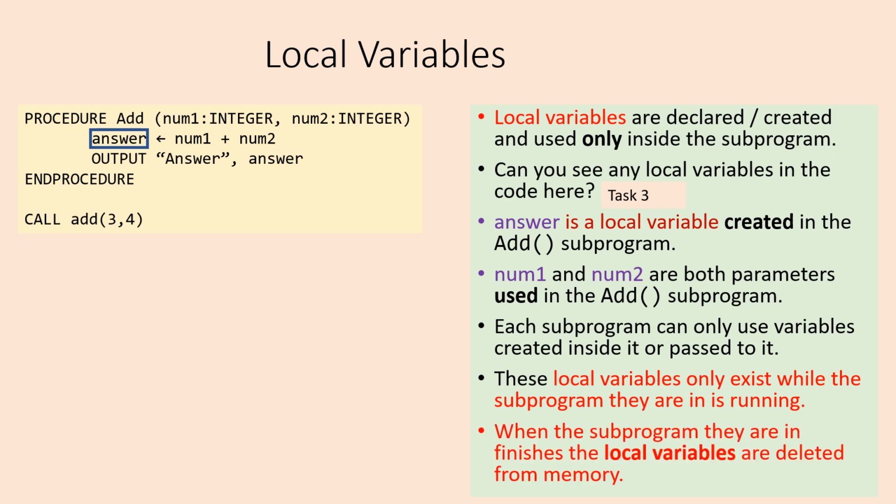When the subprogram has completed or is finished, these local variables, you can see that I've put that in bold there, they're deleted from memory. So that's quite an important concept. So we've got local variables are variables that are declared or created inside the subprogram. Once the subprogram has finished, the values that these variables were pointing to or holding are deleted from memory.